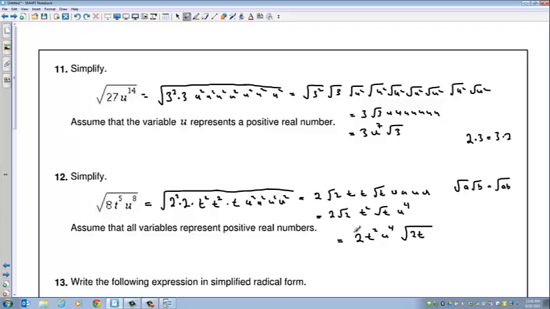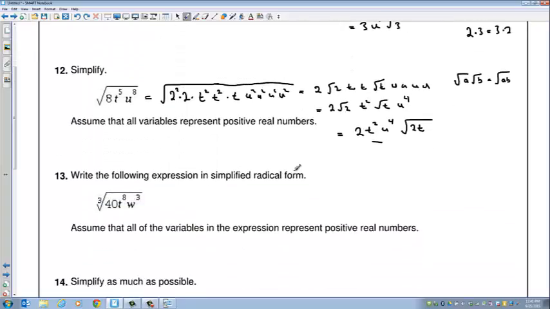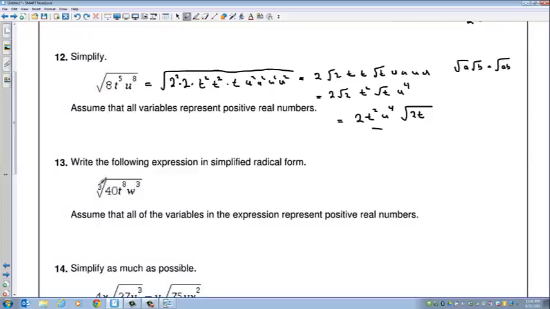All right, so this is my final answer right here. Let's do some more. All right, so number 13. Okay, so now instead of a square root, you have to realize we have a cube root. So the game changes just a little bit. Instead of writing things in terms of squares, you want to write things in terms of cubes. And then you can pull out that if it's cubed.